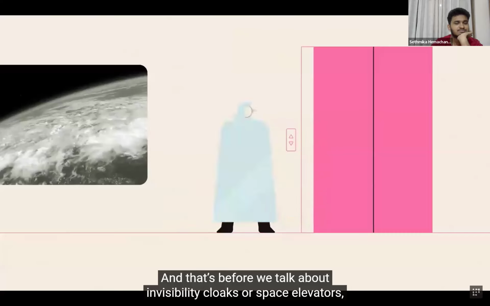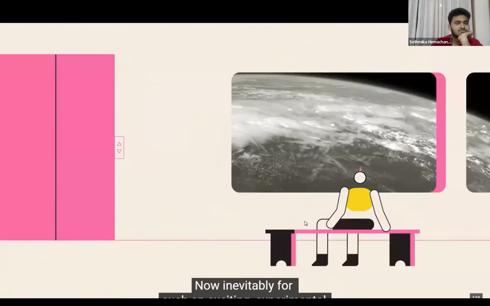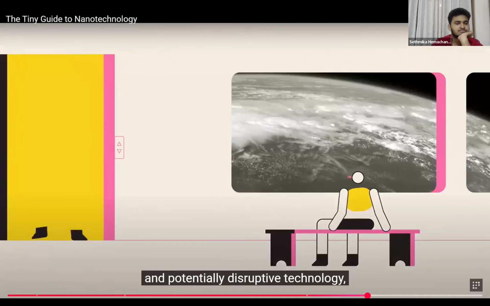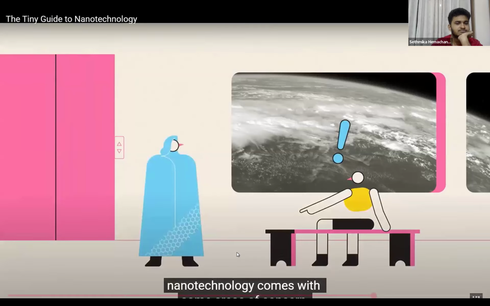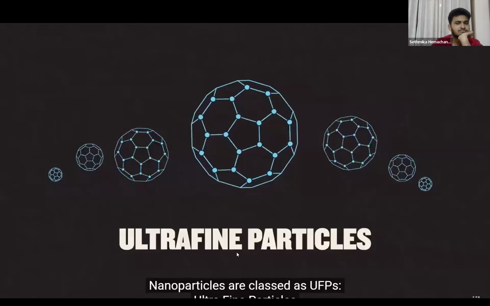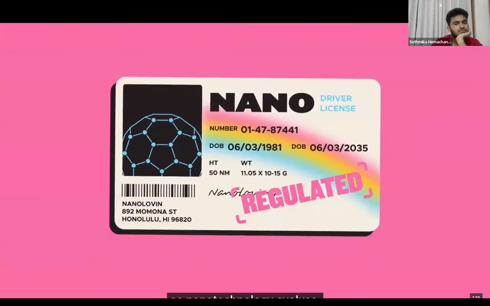And that's before we talk about invisibility cloaks or space elevators, both of which are real projects utilizing nanotechnology and being worked on as we speak. Now, inevitably, for such an exciting, experimental, and potentially disruptive technology, nanotechnology comes with some areas of concern. Nanoparticles are classed as UFPs, ultra-fine particles. We've only just begun research into how to regulate these as nanotechnology evolves.